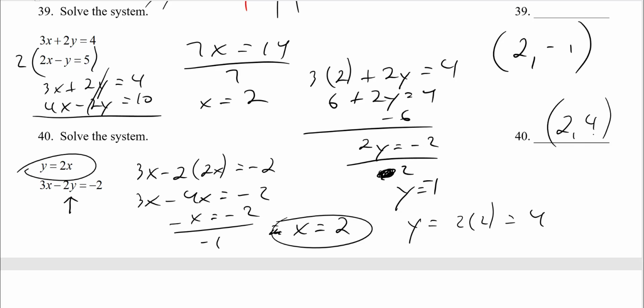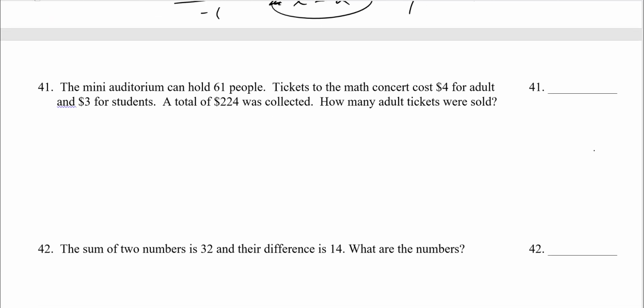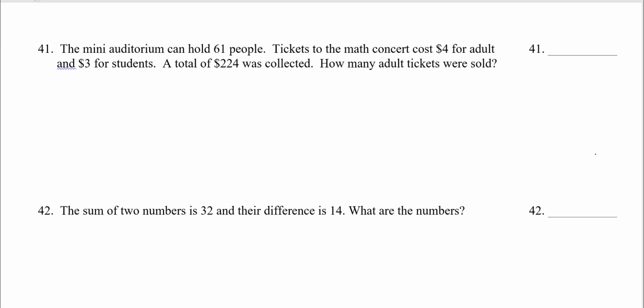A little bit more here. A mini auditorium can hold 61 people. So this is one of these cost quantity problems. This is actually right off of your note sheet for this chapter. Tickets to the math concert cost $4 for adults and $3 for students. So I'm going to call adults A, and I'm going to call students T, because I don't like S.